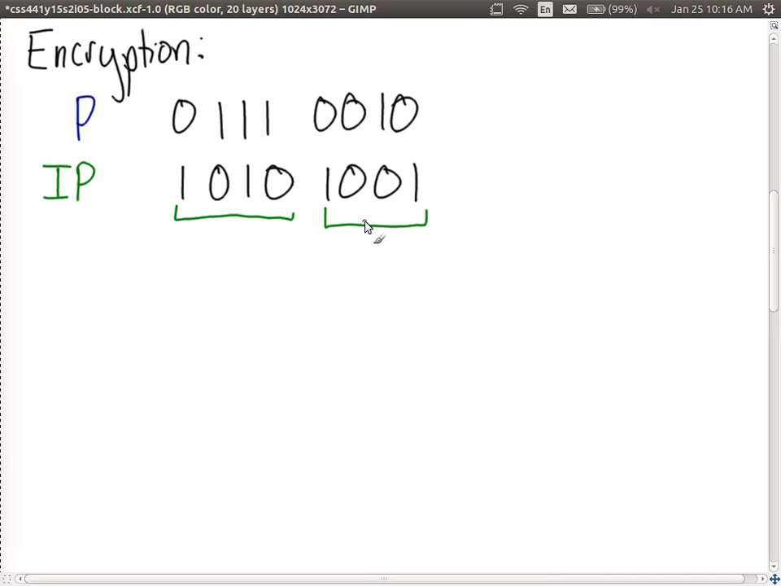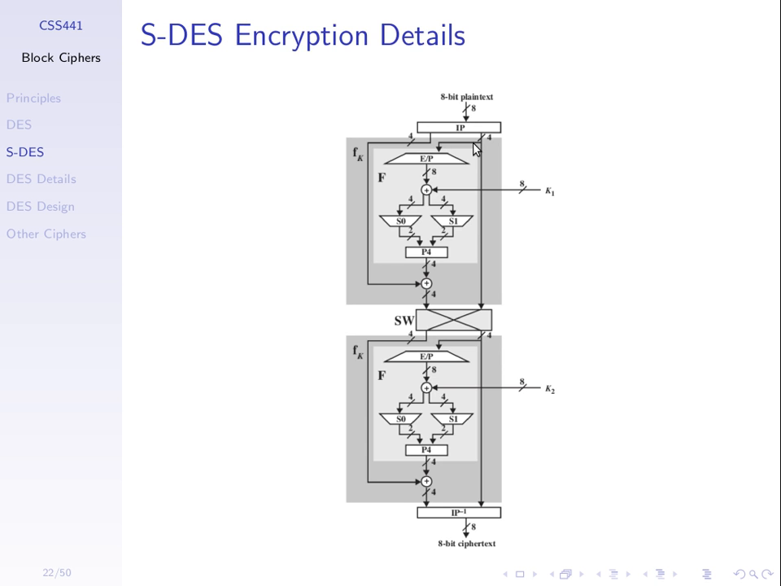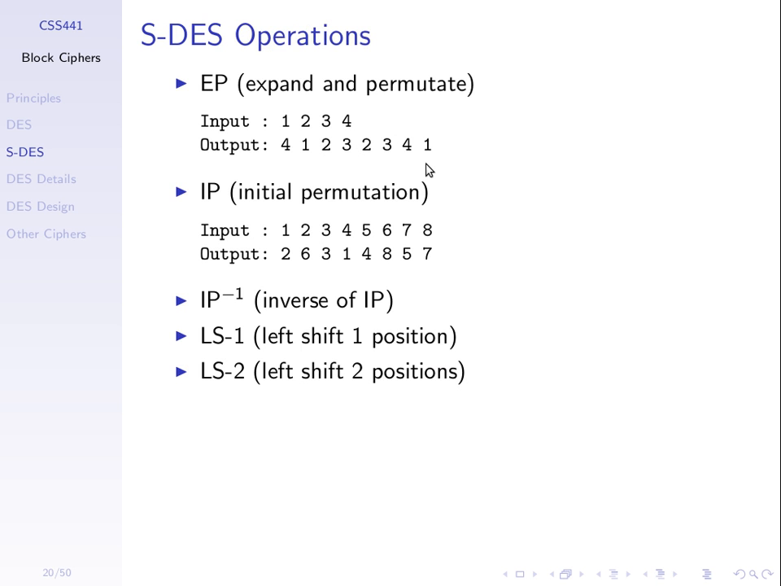What do we do? The right half, the right four bits, so the line through it with the four means we've got four bits here. We apply these steps. EP, expand and permute. Four bits in, eight bits out. So we're going to duplicate the bits, but also rearrange at the same time. We take four bits in, 1, 2, 3, 4, and what comes out is 4, 1, 2, 3, 2, 3, 4, 1. So each bit is duplicated on the output of EP.